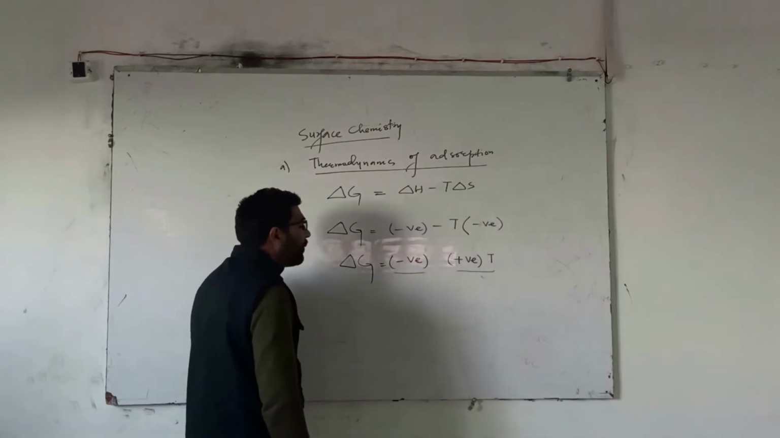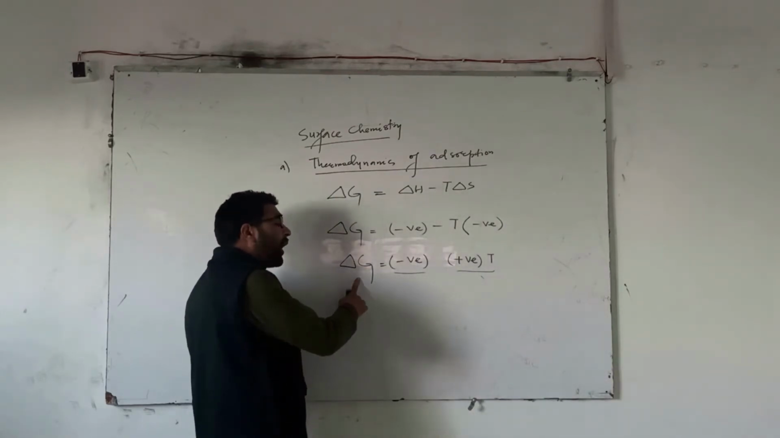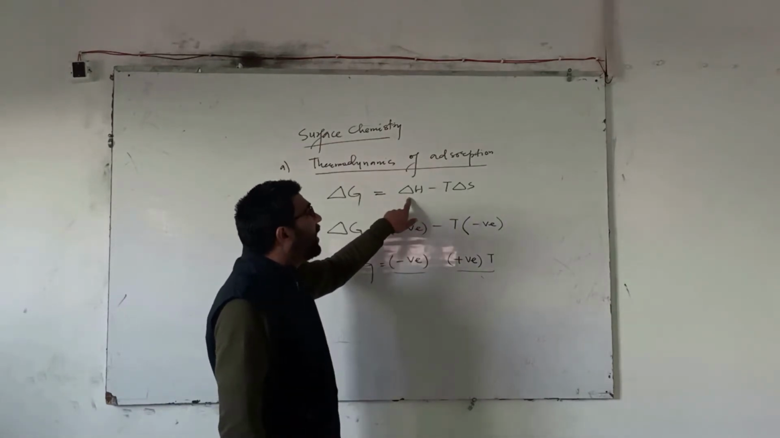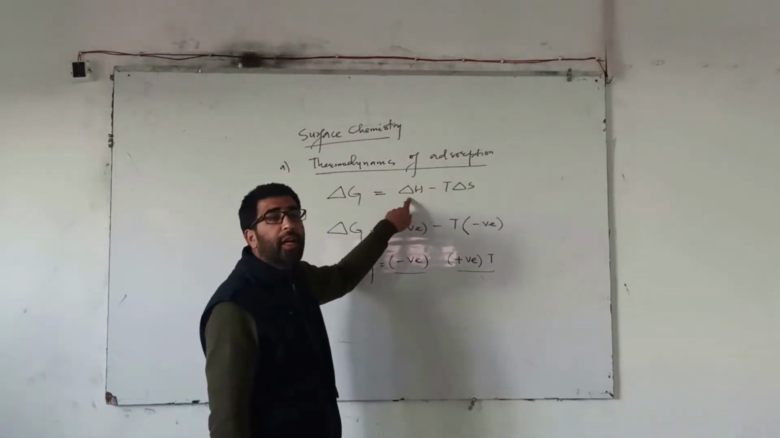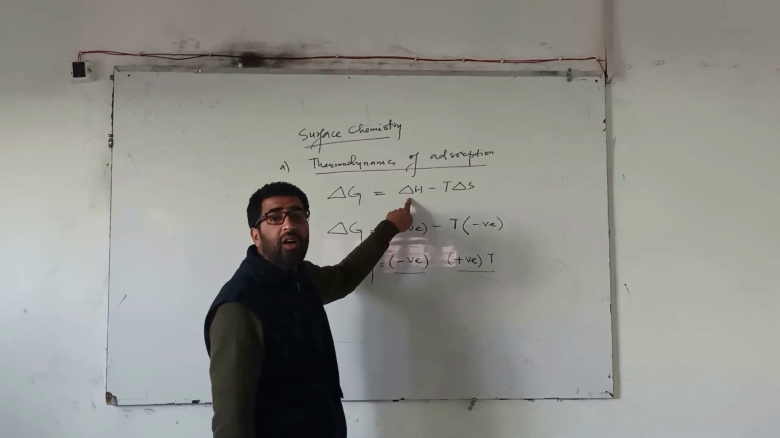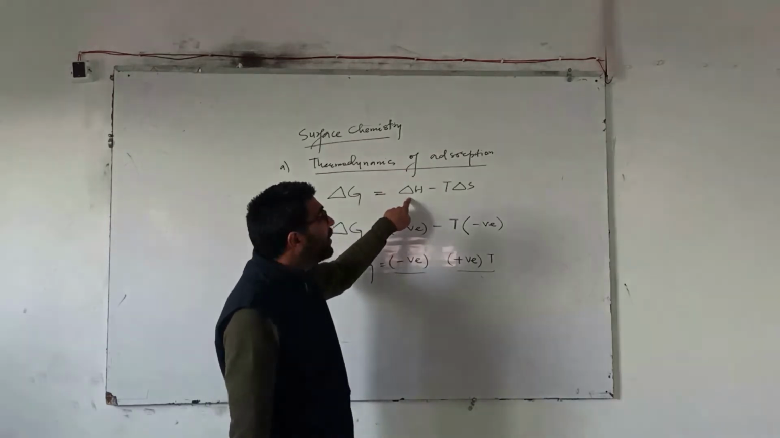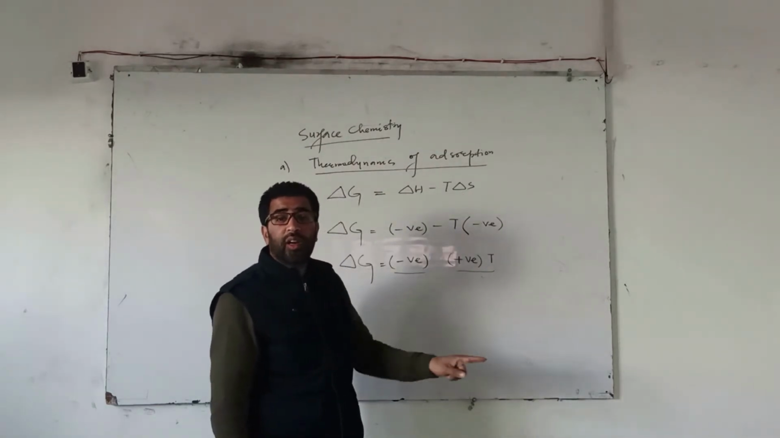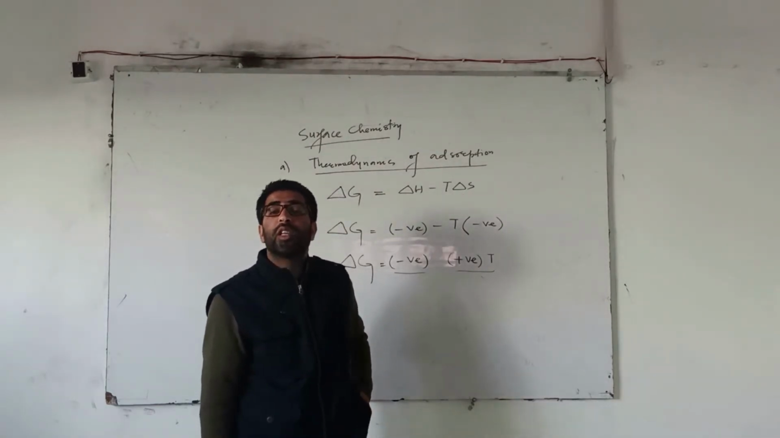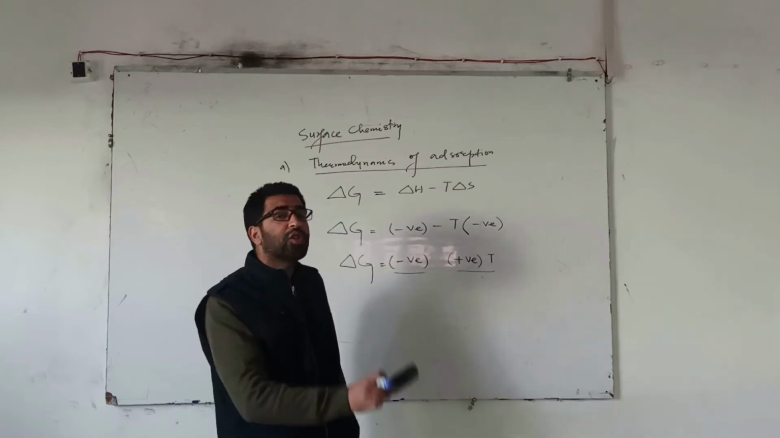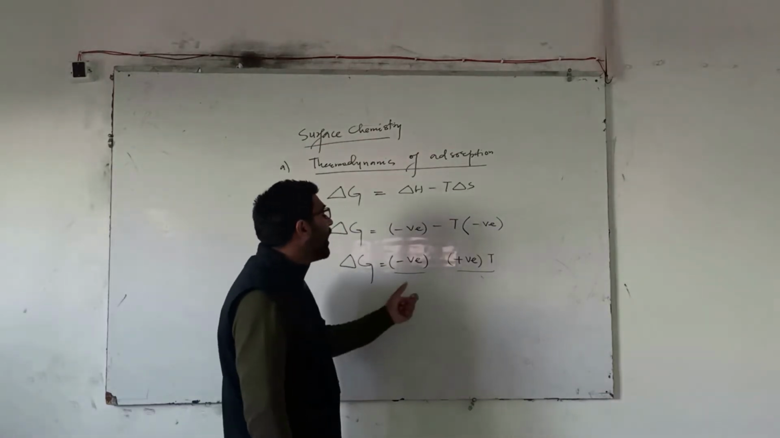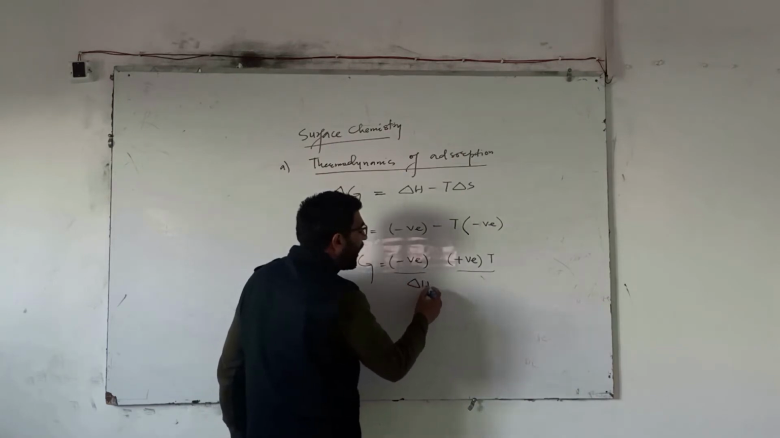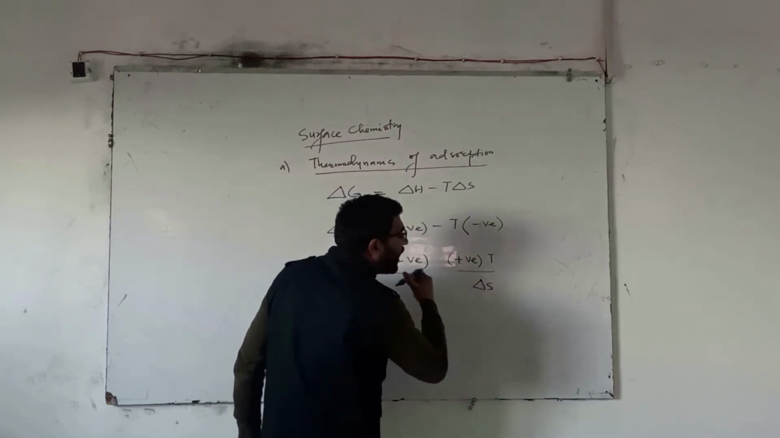But remember, you know from the previous class, only on the basis of delta H value, we cannot decide whether a process is spontaneous or non-spontaneous. Likewise, on the basis of delta S value, we cannot decide whether a process is spontaneous or non-spontaneous. So you have to take both factors. This value is for delta H and this value is for delta S.